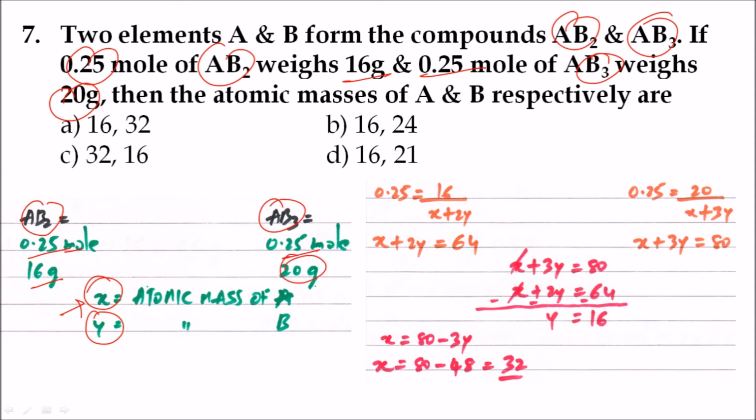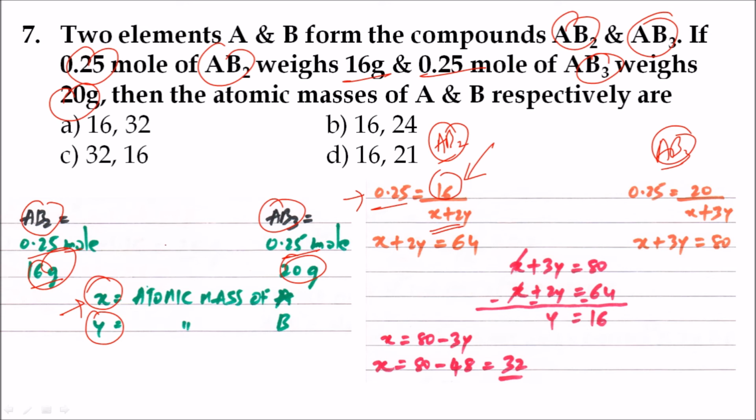Now we can write the expression for a mole. Mole is equal to mass by molar mass, right? Number of moles is equal to mass by molar mass or molecular mass. I applied this for AB2 and this for AB3. So for AB2, what do you get? 0.25 moles equals mass, which is given here as 16 gram, in the numerator, divided by the molar mass.